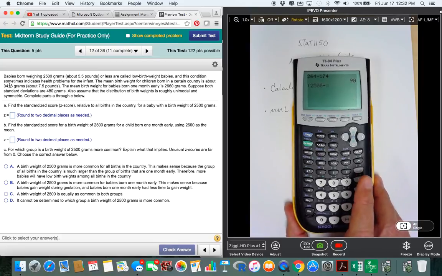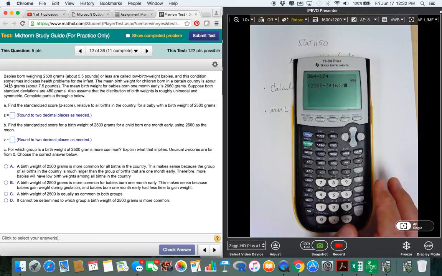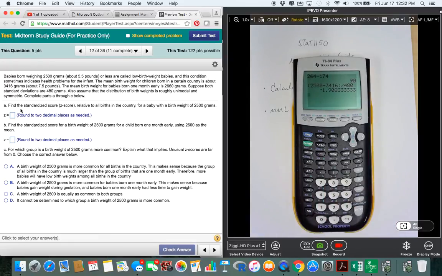So I take the observation minus the mean, which is 3416, and divide that by the standard deviation, which is 480. So this is negative 1.91.